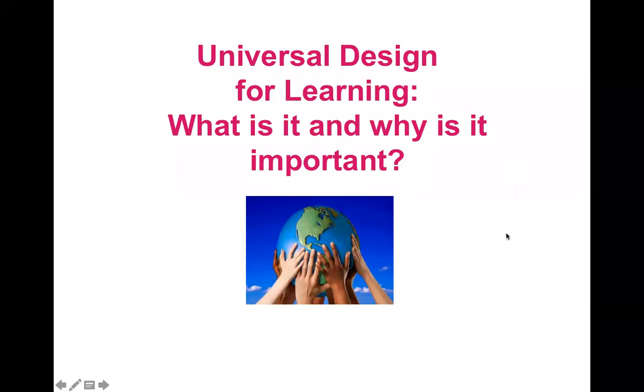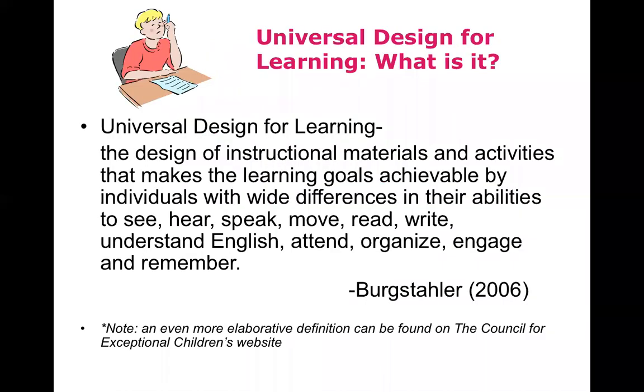Why is this important in the field of learning? Let's first define what universal design for learning is. It is the design of instructional materials and activities that makes the learning goals achievable by individuals with differences in their abilities to see, hear, speak, move, read, write, understand English, attend, organize, engage, and remember. Basically, this is the core of universal design for learning: the design of instructional materials and activities to give equal access to all of our students, right?